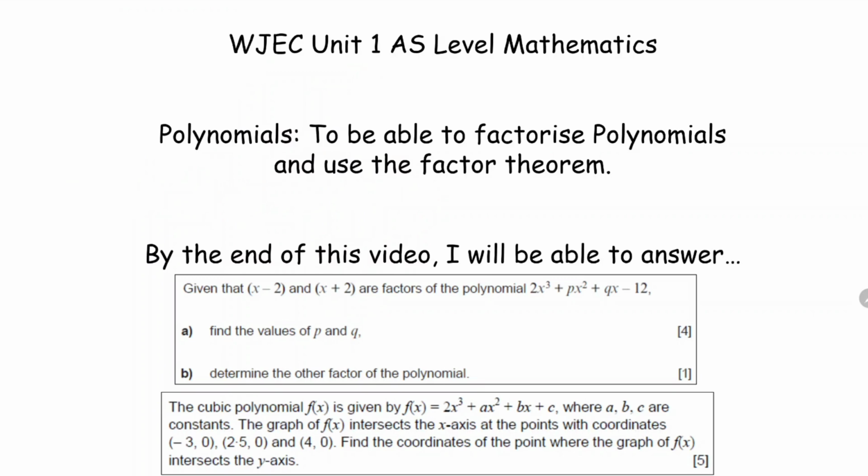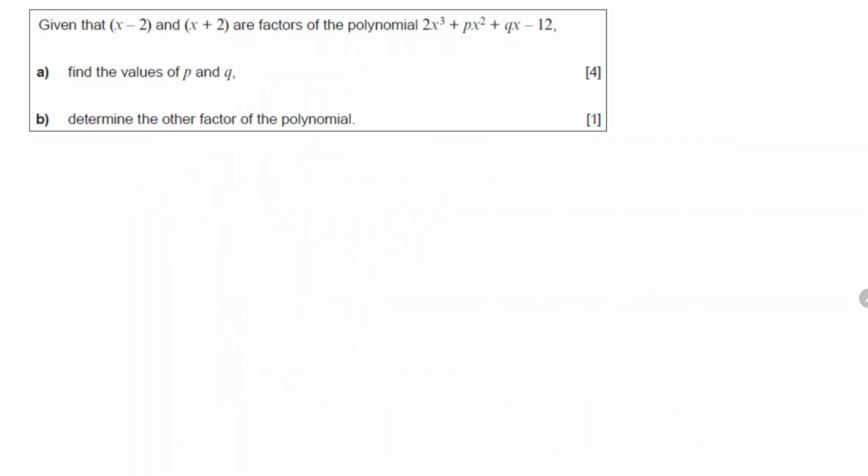Right then, so let's go back to the two original questions. Let's have a look at the first one. Given that x minus 2 and x plus 2 are factors of the following polynomial, find the values of p and q. This question looks slightly different again. What you'll notice with this question is we've got to use the factor theorem twice. So if x minus 2 is a factor, then f of 2 equals 0. And if x plus 2 is a factor, then f of minus 2 will be equal to 0. So you substitute both of these into the function, and we're going to solve simultaneous equations.